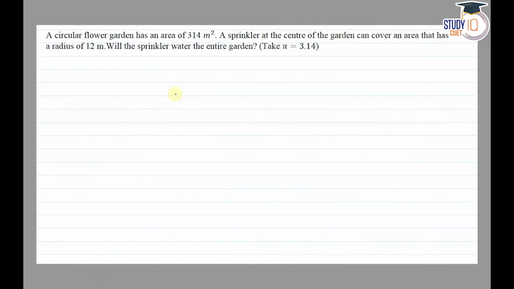Hello everyone, this question appears in the class 7th NCERT chapter on perimeter and area. This is the 14th question of Exercise 11.3.